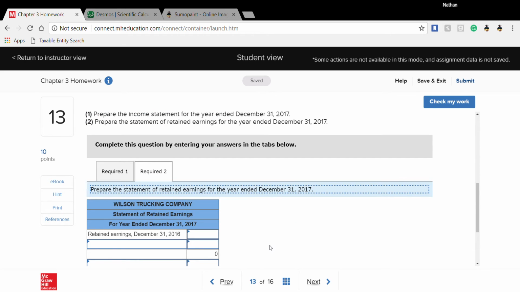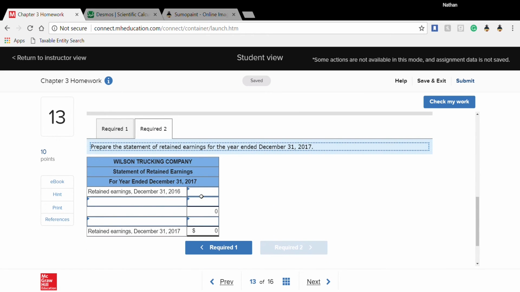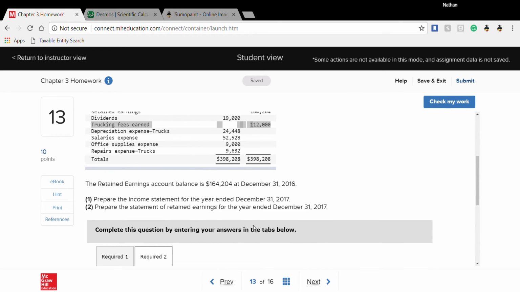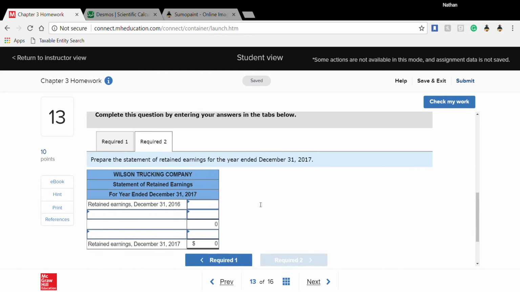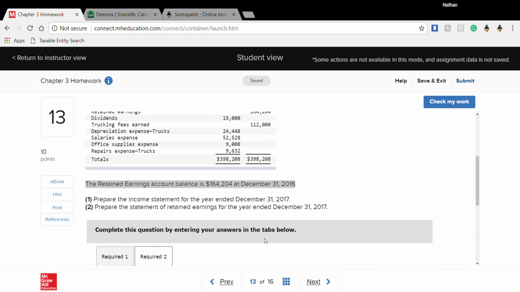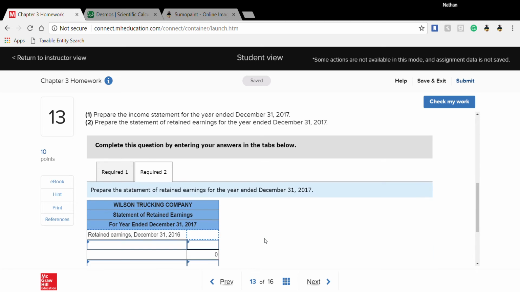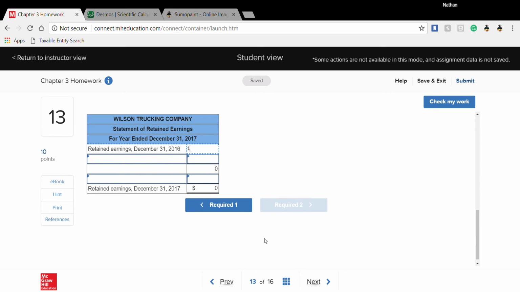So let's go to required 2. Required 2 again wants you to basically put in the amounts that go along with the statement of retained earnings. Notice that the retained earnings account is $164,204 at December 31st, 2016. Since it's using the prior year, that is going to be my beginning amount this year. So 164,204.